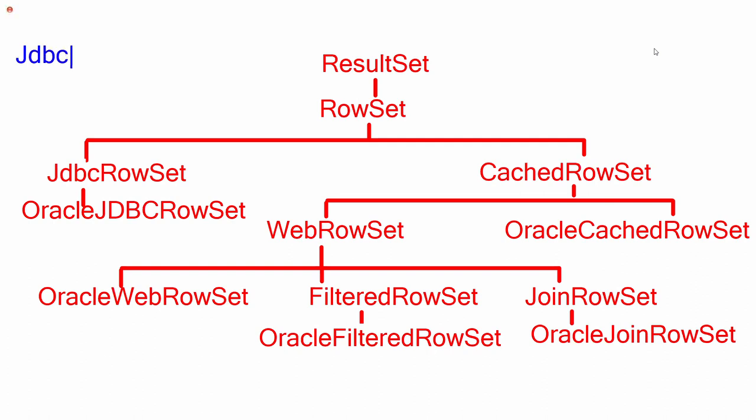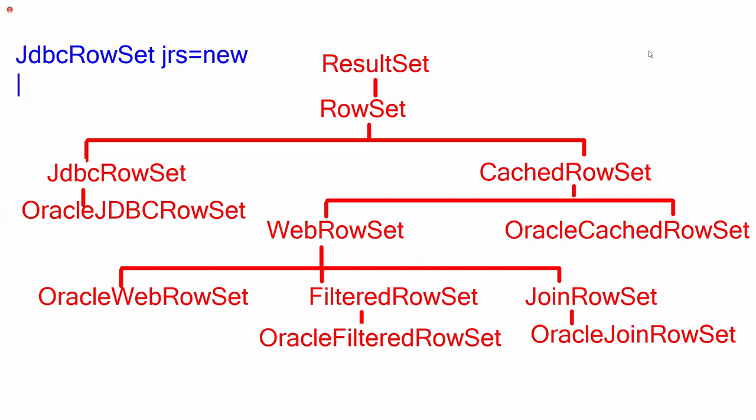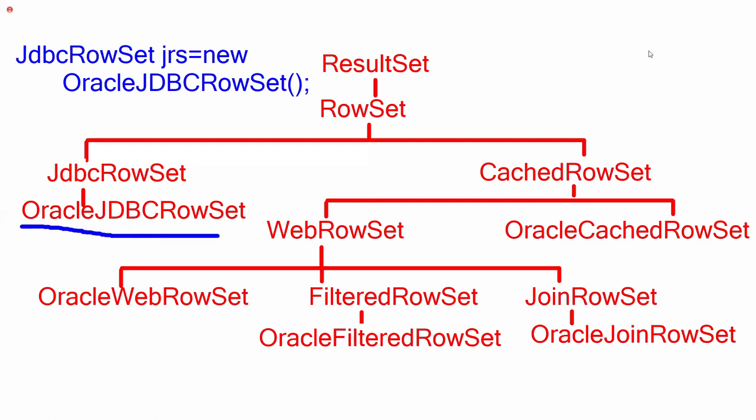Suppose if I write like this, is it valid or not valid? Give me the answer. Is it valid or not valid? Valid, sure. Which class object is created? Oracle JDBC row set. This object is assigned to JDBC row set. How is it valid?